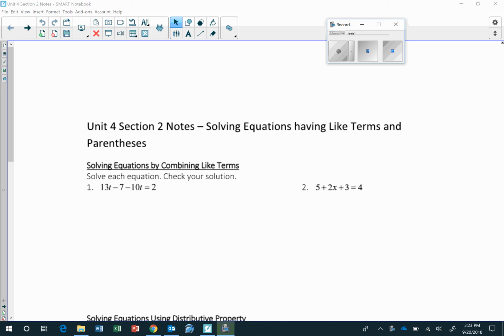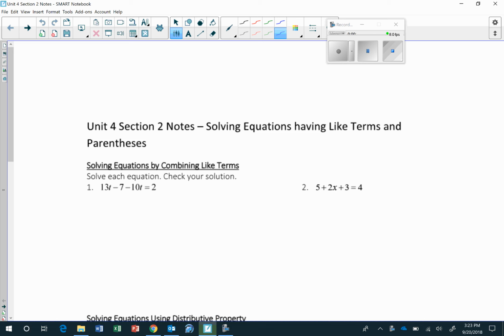All right, in Unit 4, Section 2, we're just going to continue to build on what we've already learned. We are now going to look at solving equations that have like terms and parentheses. So parentheses meaning that we're going to have to do distributive property. So we're going to start with solving equations by combining like terms. So your directions, as they are for all of these, are to solve each equation and then check your solution.